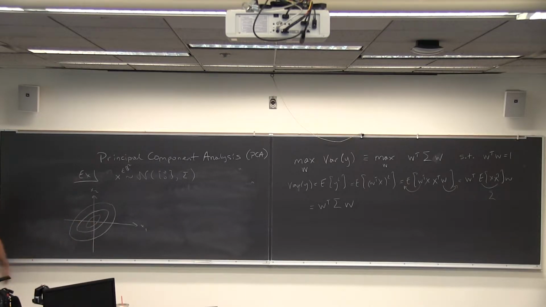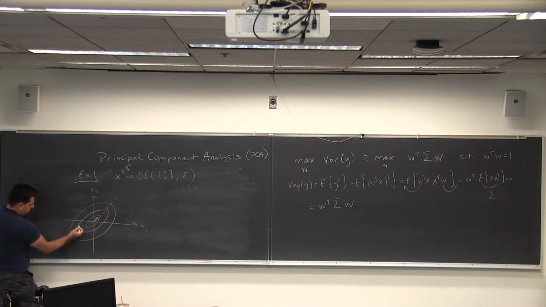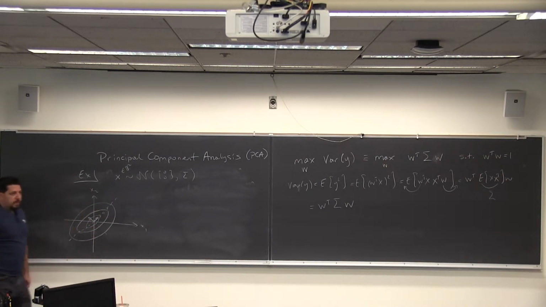Perhaps, right? So in this case, the eigenvectors of sigma are these. Sorry, my drawing isn't perfect, but the major axes of these ellipses will be aligned with one eigenvector, and the minor axes will be aligned with the other eigenvector. So there will be two eigenvectors of sigma, and the eigenvalues will determine the elongation of the axis.